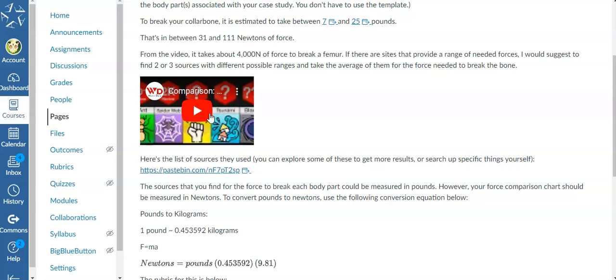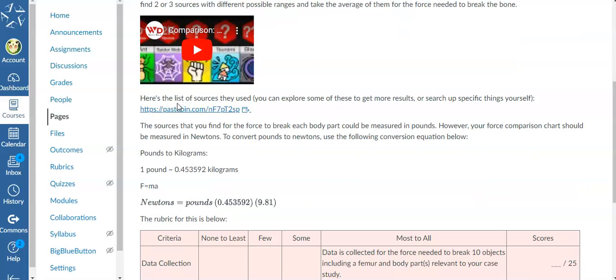So take a few minutes and watch that video. On that video, there's a list of sources that they used. You can explore them to get more results or search up specific things yourself. When I looked through some of the sites that they had on there, some of them were no longer visible, but see if you could find anything that's useful there.